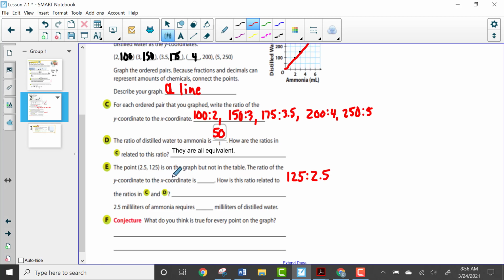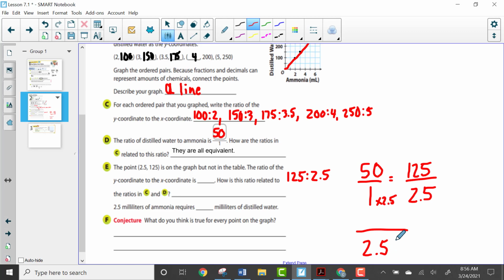How is the ratio related to the ratios in C and D? So let's take a look at it. C and D. Take a look at our unit rate first of all. 50 to 1. So we take 50 to 1, we're going to compare it to 125 to 2.5. So let's figure out, what do we have to multiply 1 by to get to 2.5? Multiply it by 2.5. What that would do, that would give us 2.5. And then we would have to multiply the 50 by 2.5 as well. And that would give us 125. So because we multiply both terms by the same number, and we get that 125 to 2.5 ratio, that would mean it's equivalent. So we'll write, they are equivalent.